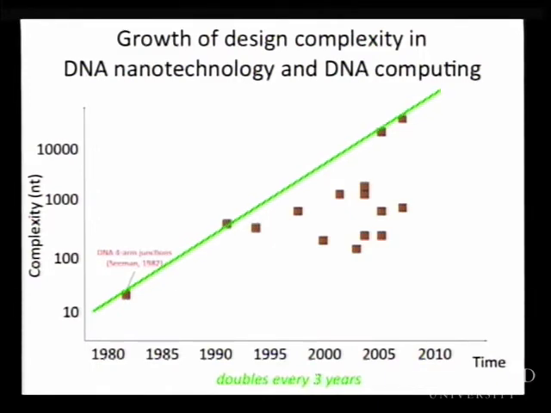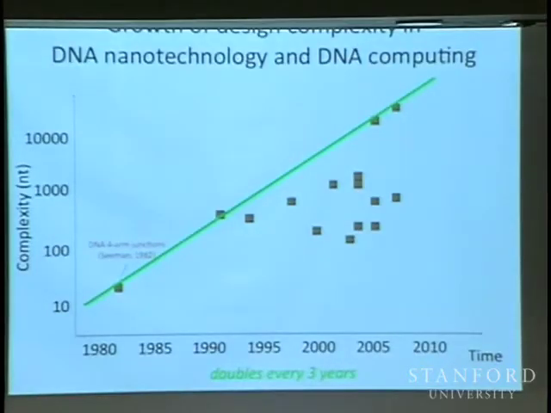So this is a slide. Yeah, right. The things that are off the line are qualitatively different experiments that don't have to do with just making shapes. These are things that walk and move and stuff like that. Okay, so we have a choice.